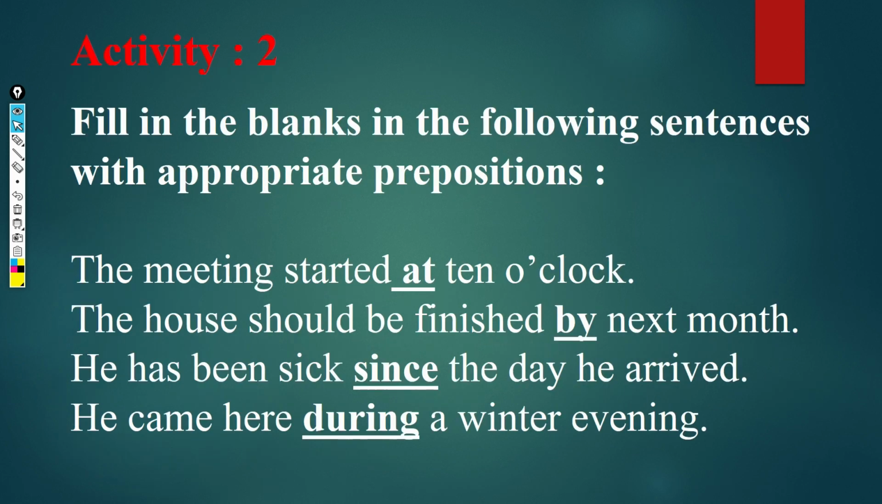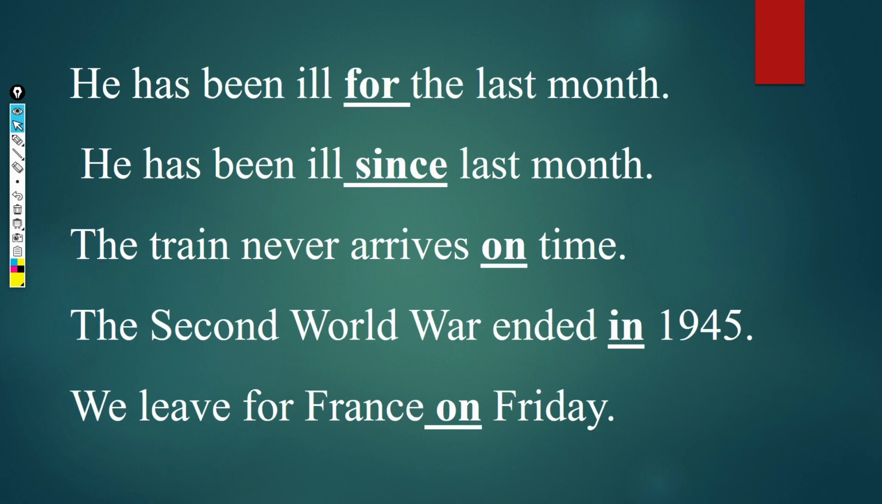Now, here are another set of examples which indicate your prepositions. So, pay attention. The meeting started at 10 o'clock. The house should be furnished by next month. He has been sick since the day he arrived. He came here during a winter evening. So, what are the different kinds of interconnecting words or prepositions that you will use in the following examples? At, by, since, during.